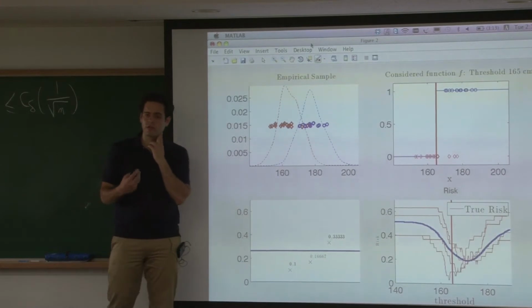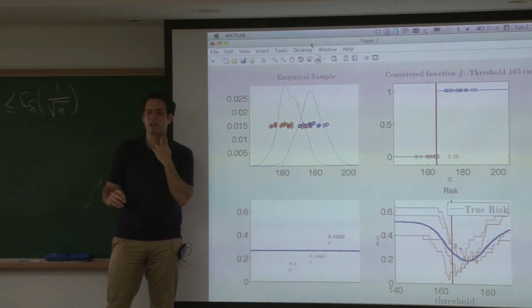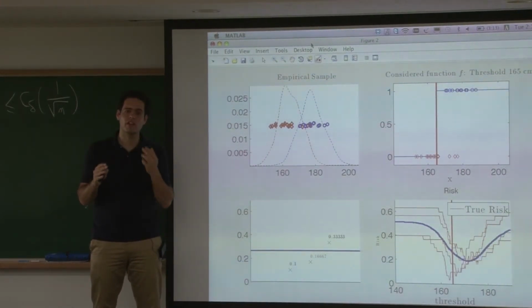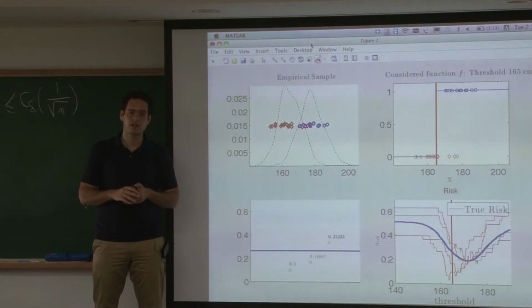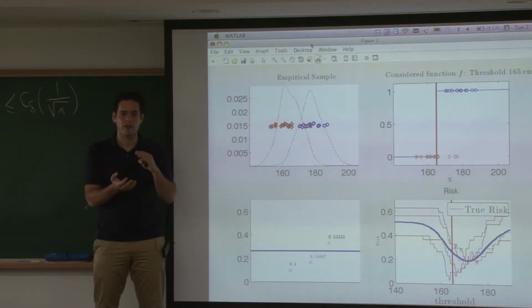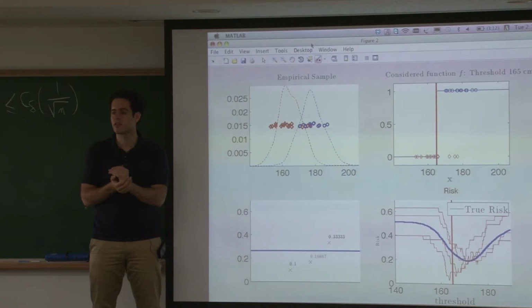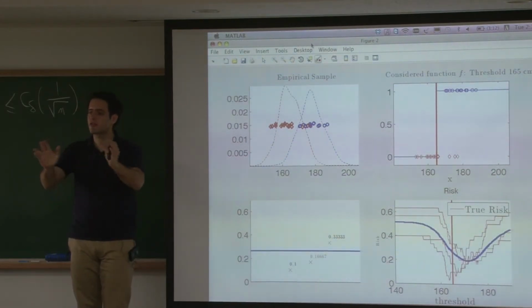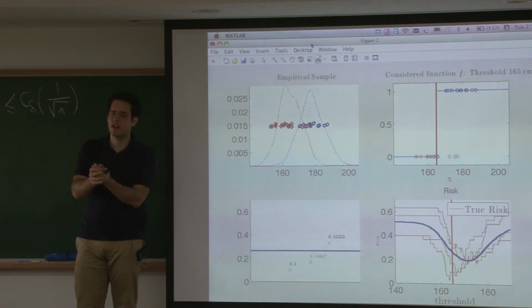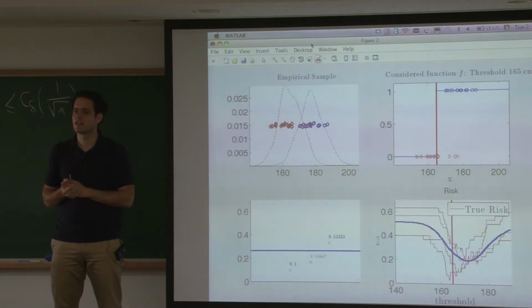And then I can tell you that, oh, I'm not overfitting because Hoeffding's bound tells me that this cross here, the empirical error, is not too far from the true risk. In some sense, I'm not overfitting. Here is the classifier. It's 165. Is there anything that I did that's a bit strange? No ideas?